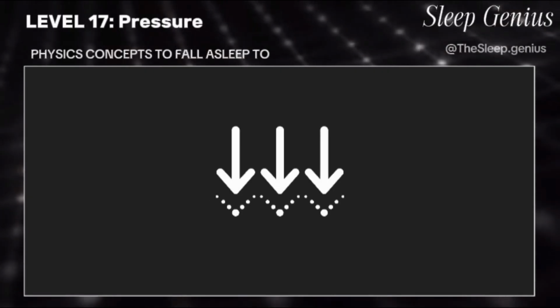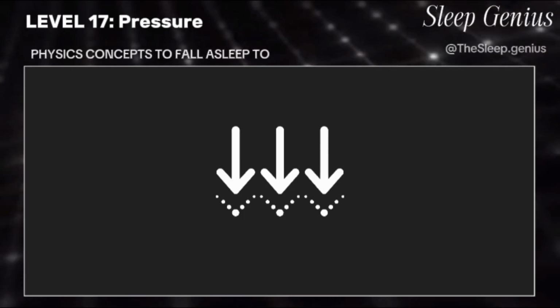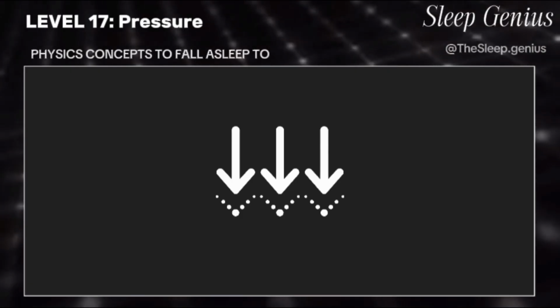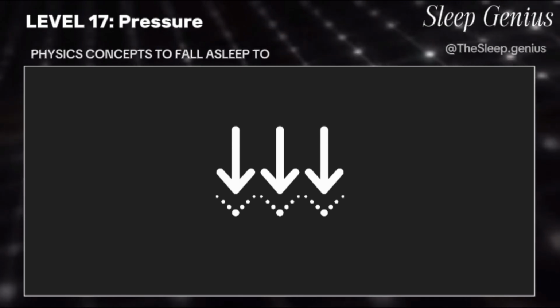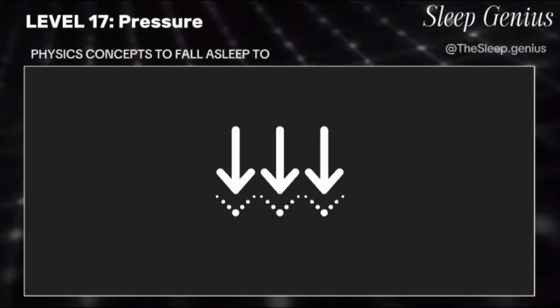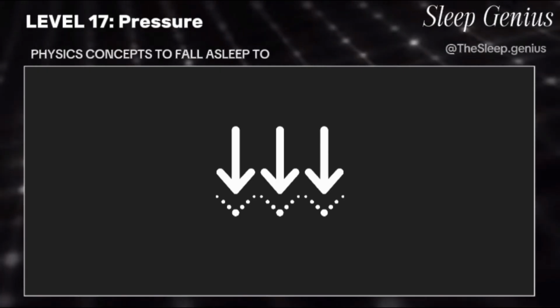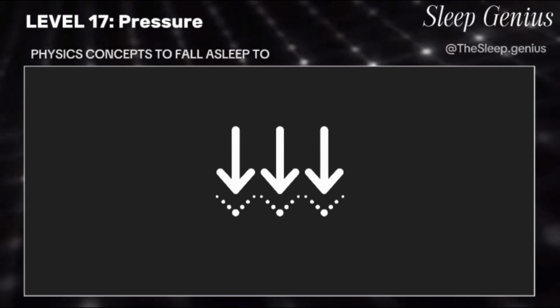Pressure is the force applied per unit area. It tells us how much force acts on a surface. When we push a finger on a balloon, we feel pressure because the force spreads over the area of contact. Pressure follows the formula P equals F divided by A, where F is the applied force and A is the area. In fluids, pressure increases with depth and is transmitted equally in all directions, known as Pascal's principle.